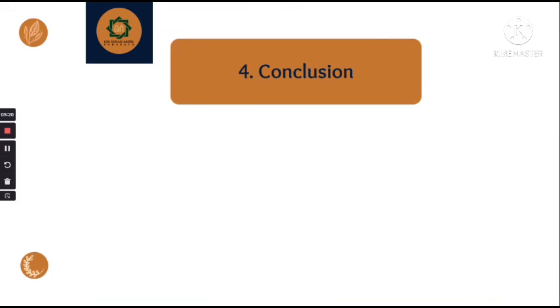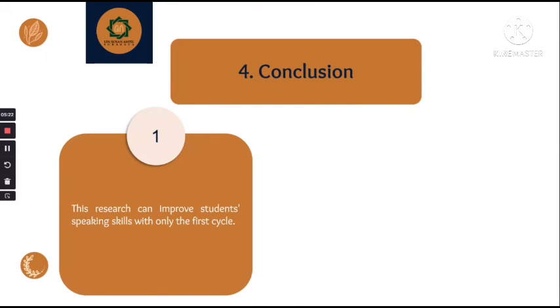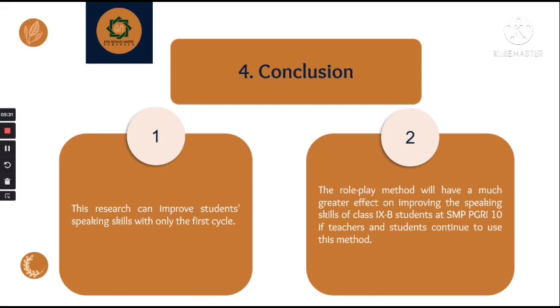And for conclusion, based on the data analysis and discussion, it can be concluded that this research can improve students' speaking skill with only the first cycle. The role play method will have a much greater effect on improving the speaking skill of class 9B students at junior high school PGRI 10 if the teacher and students continue to use this method.